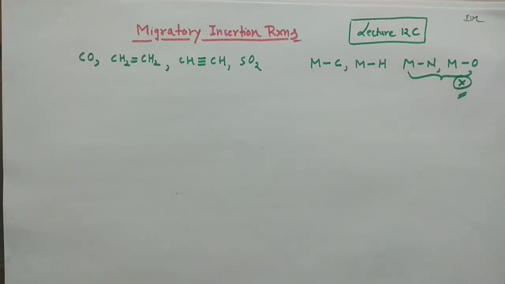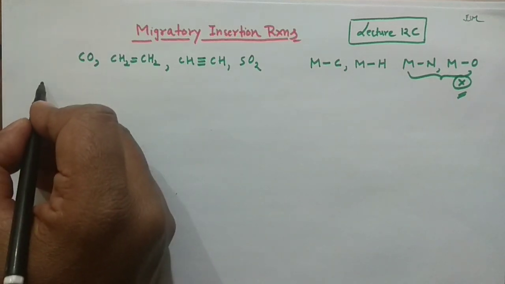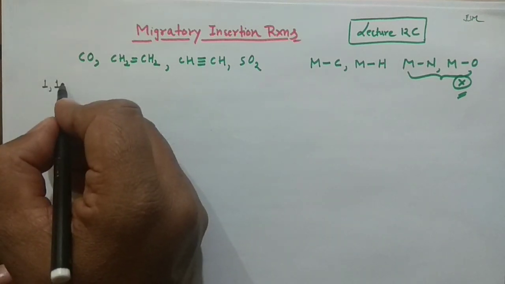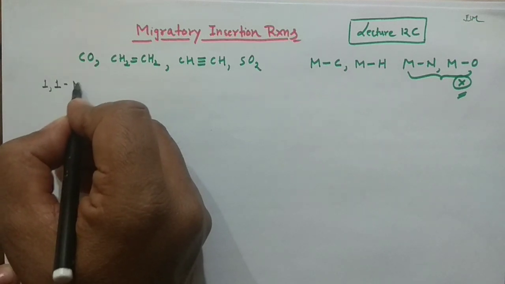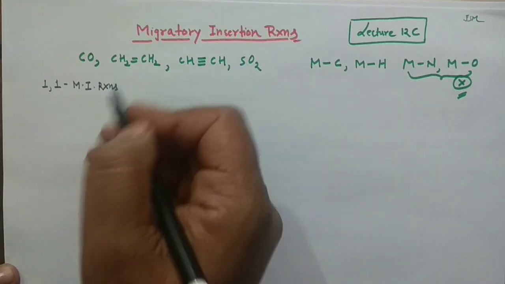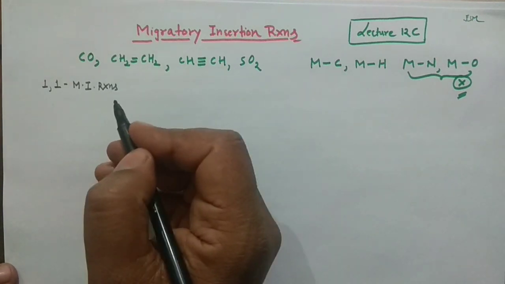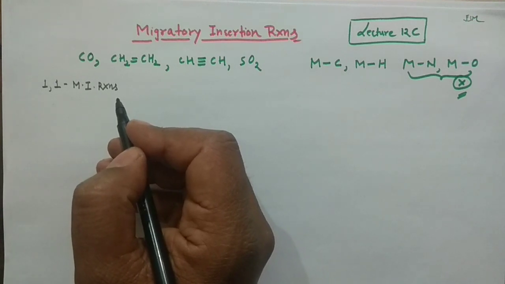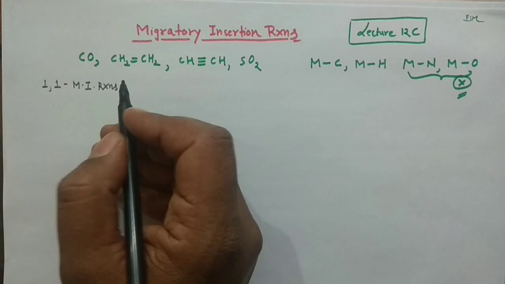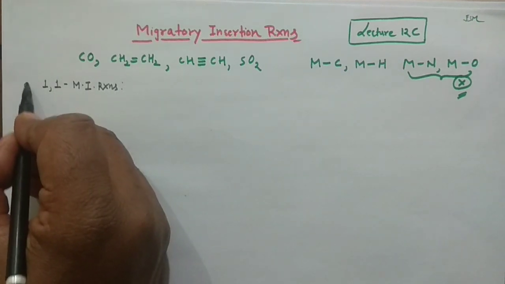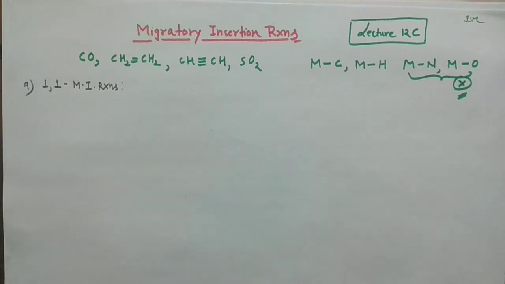Okay, and when it comes to migratory insertion reactions, basically these reactions are of two types. So first of all, you should know the difference between the different kinds of migratory insertion reaction. So first I am giving you the example of the 1,1 migratory insertion reactions. And see guys, you may call these insertion reactions, you may call these migratory insertion reactions, right? Any name you can give. So first I am going to discuss this 1,1 migratory insertion reaction.